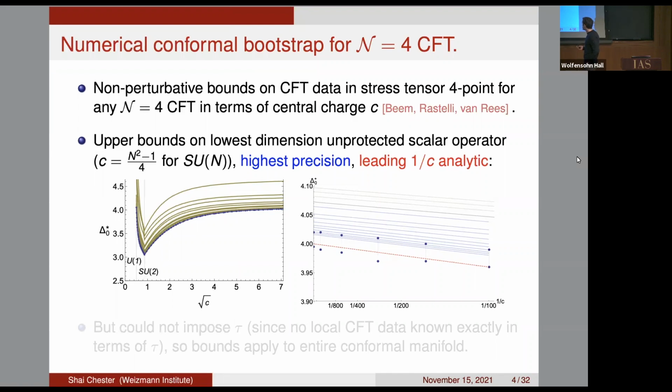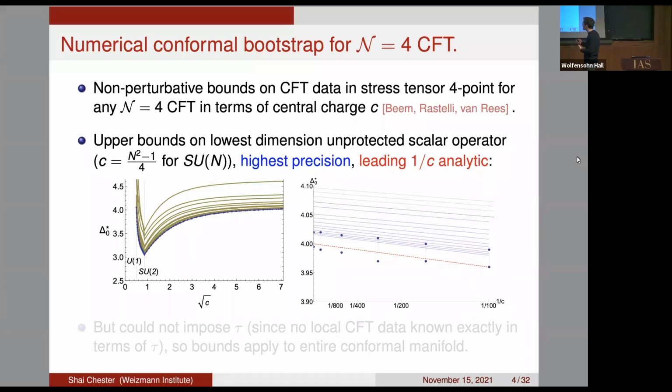So for instance, they used the bootstrap to compute upper bounds on the lowest dimension unprotected scalar operator as a function of C, where, for the SU(N) theory, C is (N squared minus 1) over 4. Here I'm quoting these plots from their paper from 6 or 7 years ago. As you see, the x-axis is related to C, which is proportional to N squared. And on the right-hand plot, they focus on the very large C regime and plot it in terms of 1 over C.